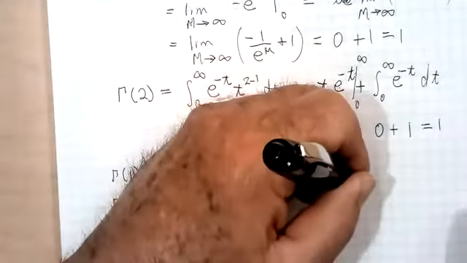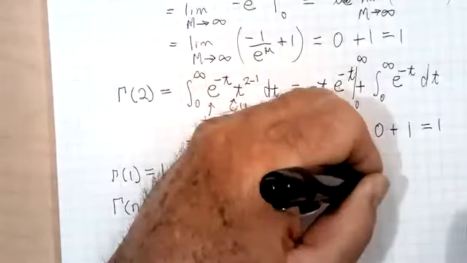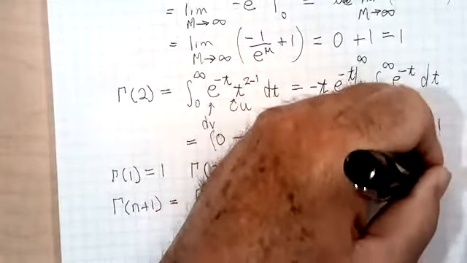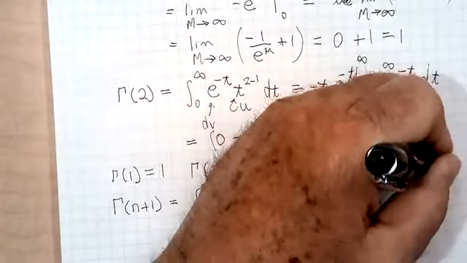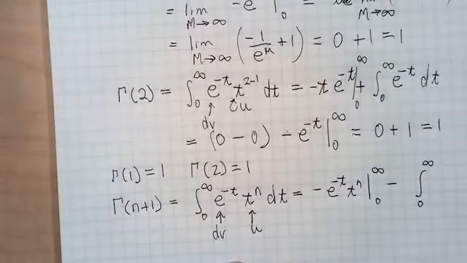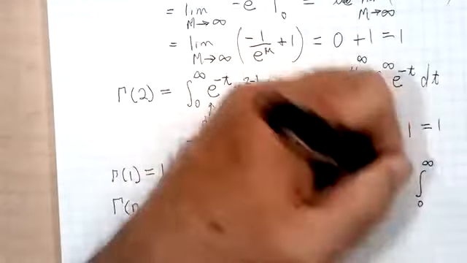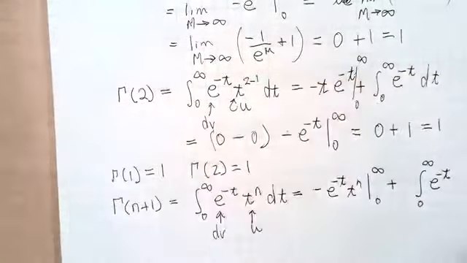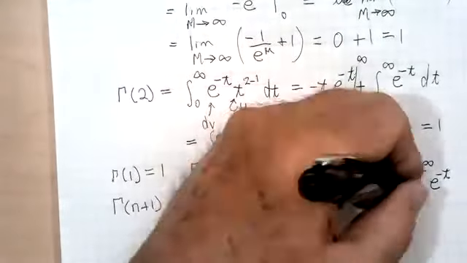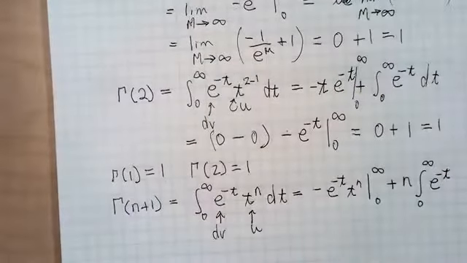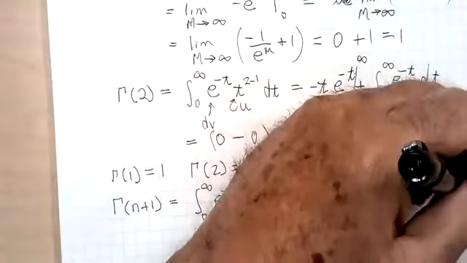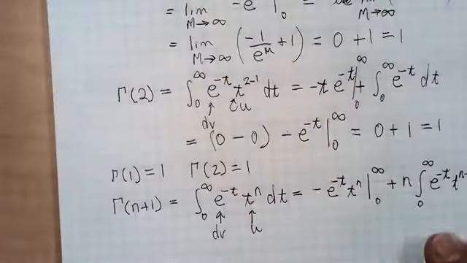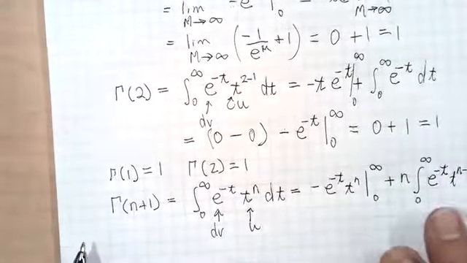U is t to the n. Evaluate between 0 and infinity, minus the definite integral from 0 to infinity. V, well, that's another minus e to the minus t. And then du is n times t to the n minus 1 dt. Now, you could keep going on this, but that has meaning all by itself.